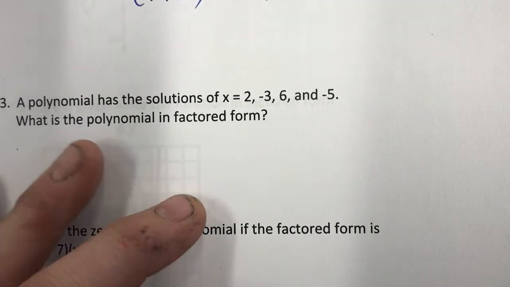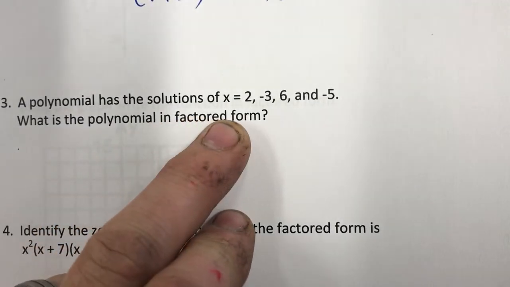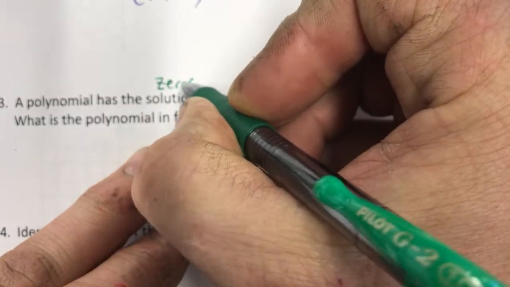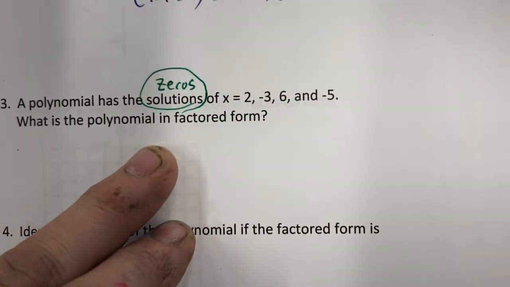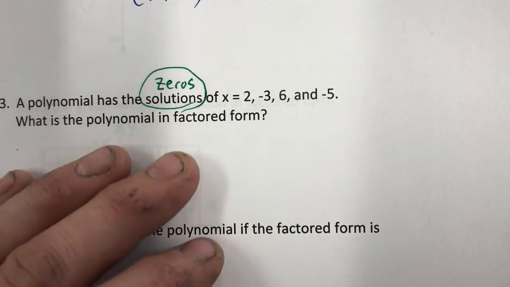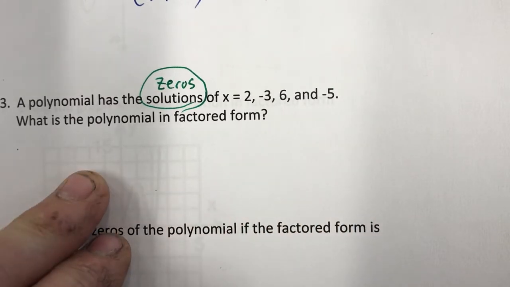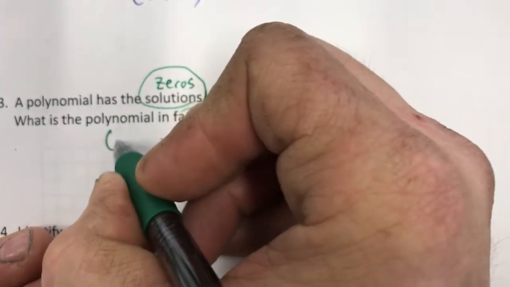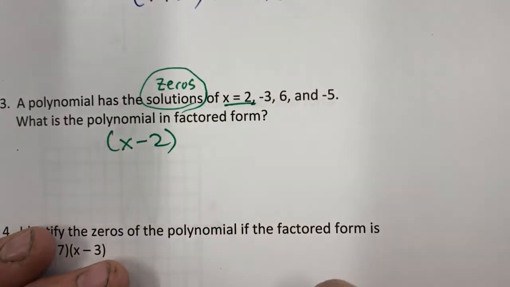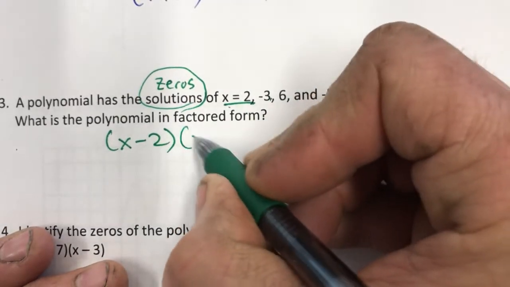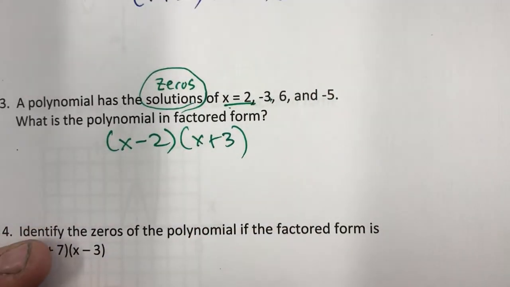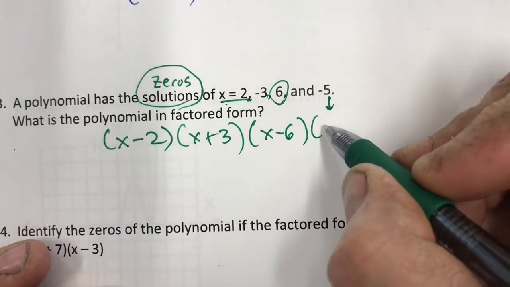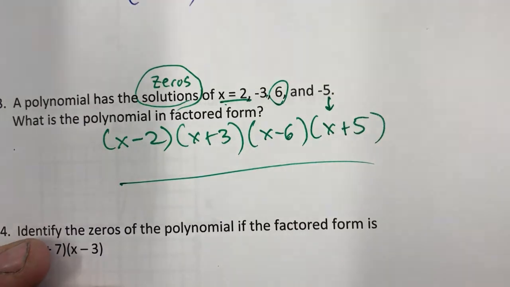Number 3. A polynomial has these solutions. Now, I tell you, solutions and zeros are the same thing, just two different words for them. So these are my solutions. What is the polynomial in factored form? Okay, well that's easy. Since x equals 2, x minus 2 would be my factor. X equals -3, x plus 3 would be my factor. 6, x minus 6. And then for -5, x plus 5. And there you go. That's factored form.